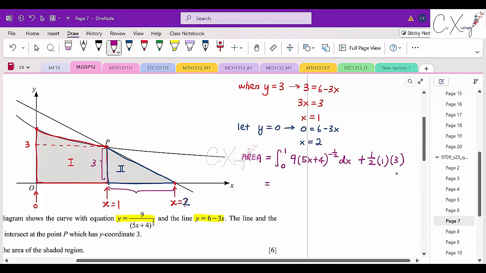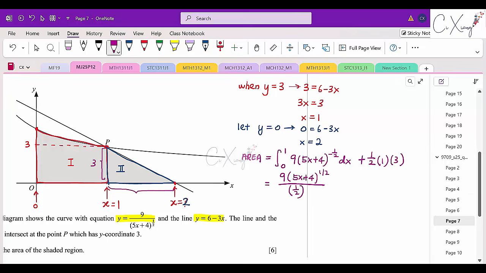That's it, alright? So let's start with the integration. 9 is a constant. I just copied it. 5x plus 4 is a bracket, right? So I focus on the power first. Power plus 1 becomes the half. And I need to divide it by the new power, half. After that, you need to differentiate the thing inside the bracket. Differentiate 5x plus 4, you'll get a 5. So you must divide it by a 5 also. Then after this integration, you have to substitute in the limits, 1 and 0. Then plus, the area of the triangle is very simple, which is 3 over 2.